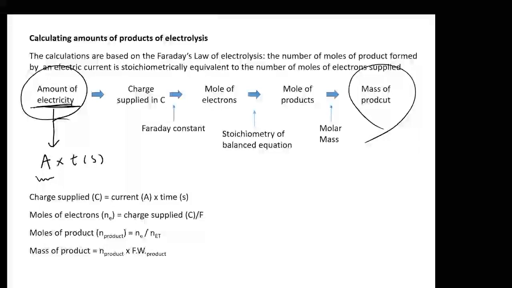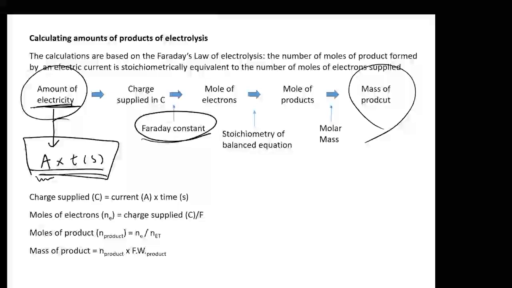By doing this simple calculation, the amps times seconds, they give you the charge, the number of electrons you are going to inject into your electrode. And then you want to convert this into number of moles of electrons. In order to achieve that, divide the charge you got by the Faraday constant. By doing so, you get the number of moles of electrons.